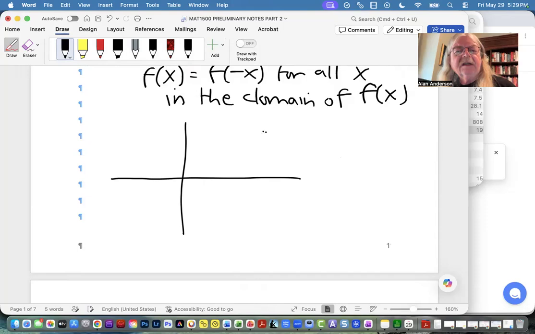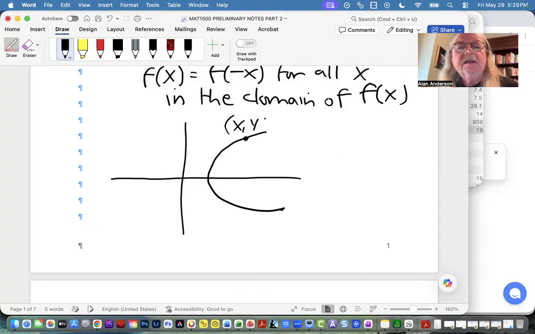That would be something like this, where for every, let's say, point (x, y), you must also have the point (x, negative y). Okay. Now the interesting part about this one is that this one is actually not a function.